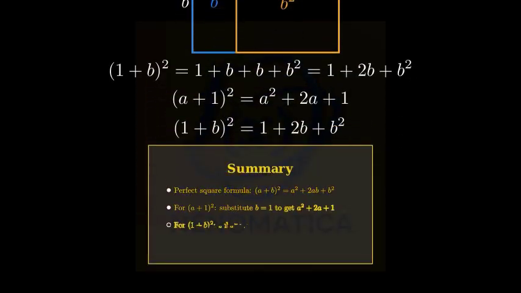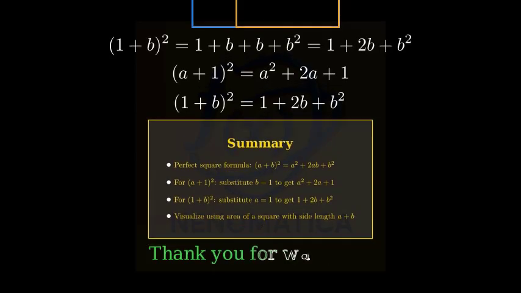To summarize what we've learned, the perfect square formula is one of the most important algebraic identities you'll use in mathematics. Practice expanding different expressions to become comfortable with this pattern. In future lessons, we'll explore more algebraic identities.